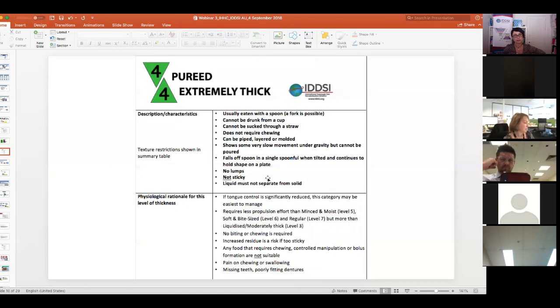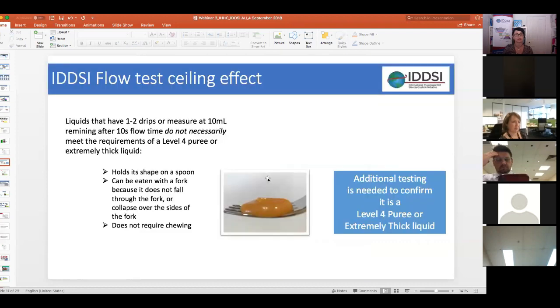And importantly, if it's a food item, if there is a liquid, it shouldn't have any liquid seeping out of it or separating from it. So for this type of texture, often the person has a lot of difficulty with tongue control. So you shouldn't need to bite or chew this food. It shouldn't be too sticky because we know that's a choking risk. If the food does require chewing or controlled manipulation, then it's not suitable. And I'll talk a little bit more about why that is later on.